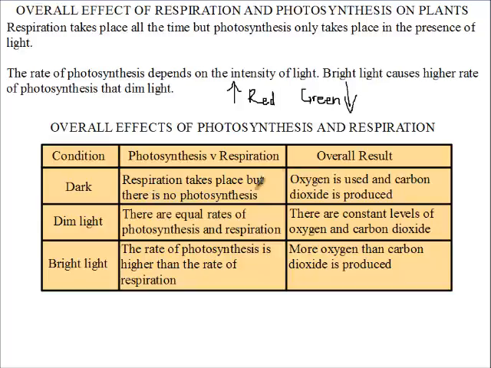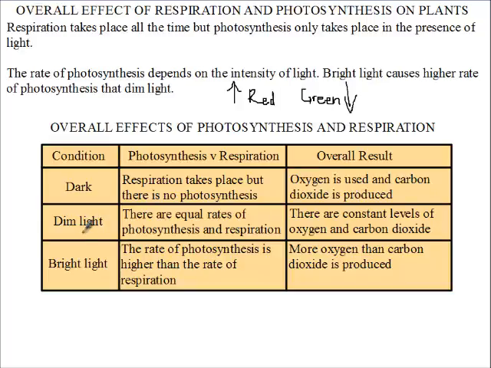Now for respiration, oxygen is being used and then carbon dioxide will be produced. So there will be less oxygen because the oxygen is being used for respiration. And then there will be more carbon dioxide because the carbon dioxide is a product of respiration. In the dark, no photosynthesis will take place. So the carbon dioxide will not be touched.